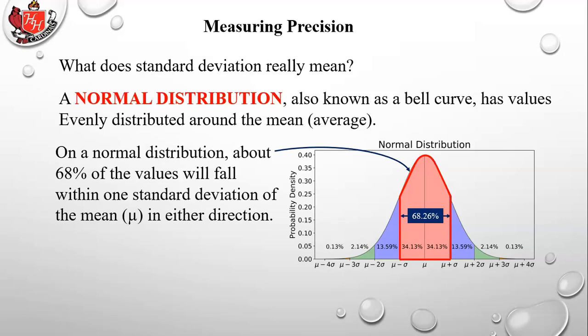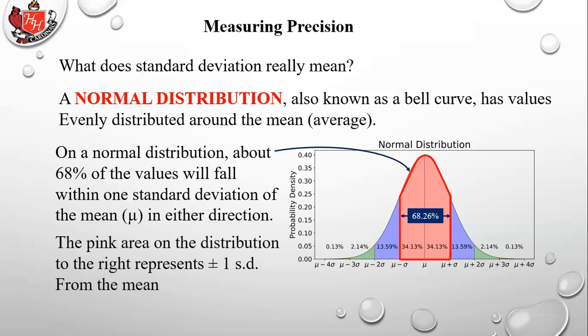And the light green area gets it up to about 99.7%. That would be a 3rd standard deviation from the mean. So 99.7% of the values will fall within 3 standard deviations of the mean. The pink area on the distribution to the right represents plus or minus 1 standard deviation from the mean.